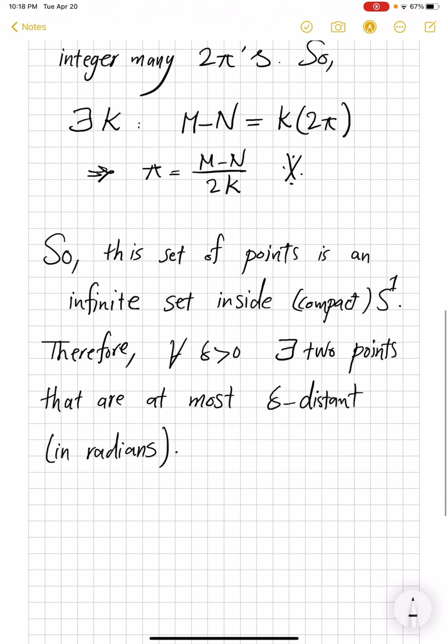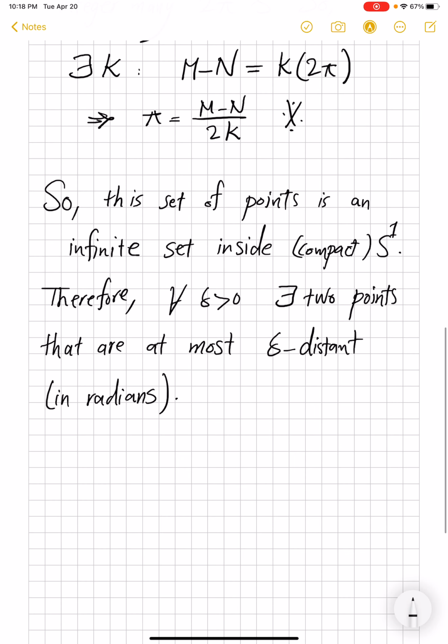So that's because you have an infinite set within a compact set, there is some limit point, and from that you can see that around that limit point you take a half delta neighborhood, and at least 2 points, in fact infinitely many points, will fall within it because it's a limit point, but you only need to know that 2 points exist there.